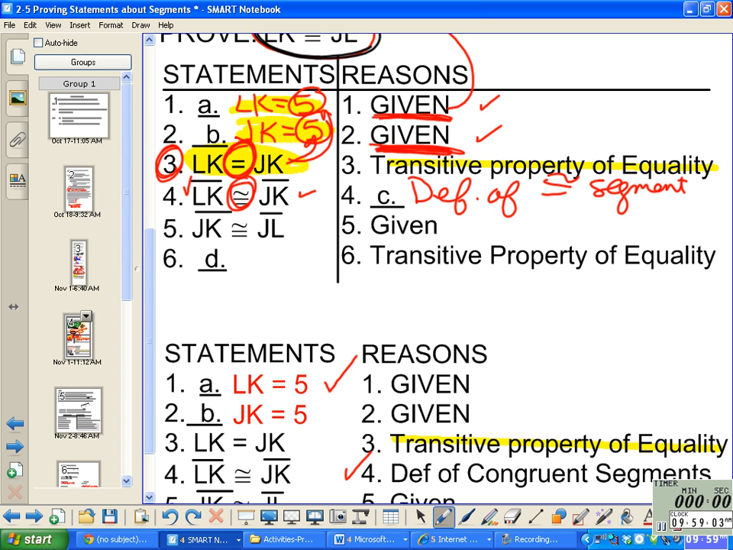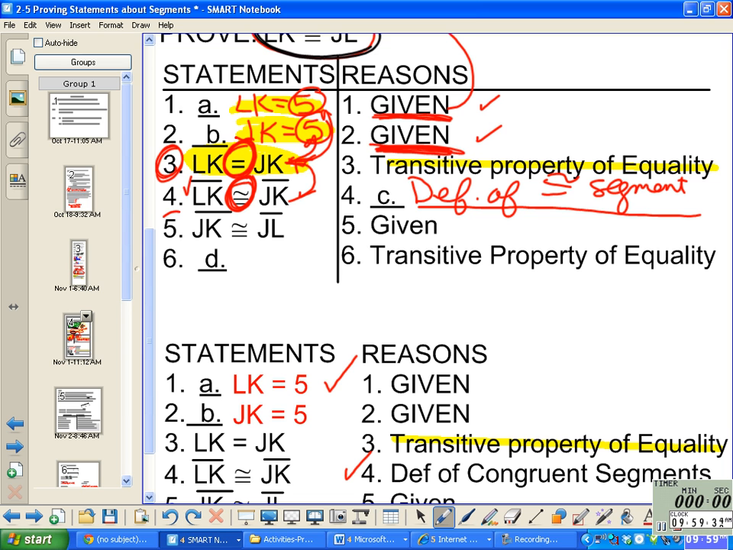LK equals JK, again equal, because on the previous 2 lines, I was using the numerical value of 5. So when I'm describing them down here, I'm going to use equal to one another because I use the value. Now, remember again, equal and congruent are relative to one another. So LK is congruent to JK because on the previous one they were equal. And the reason why they're congruent is the definition of congruent segments. When segments are equal, they will also be congruent.